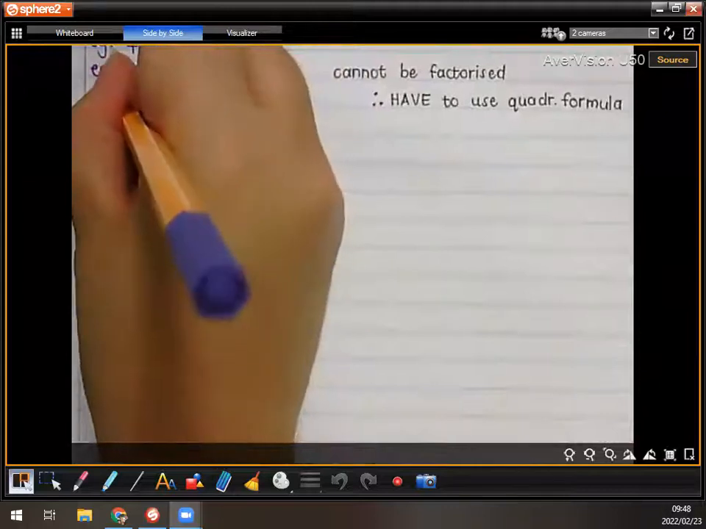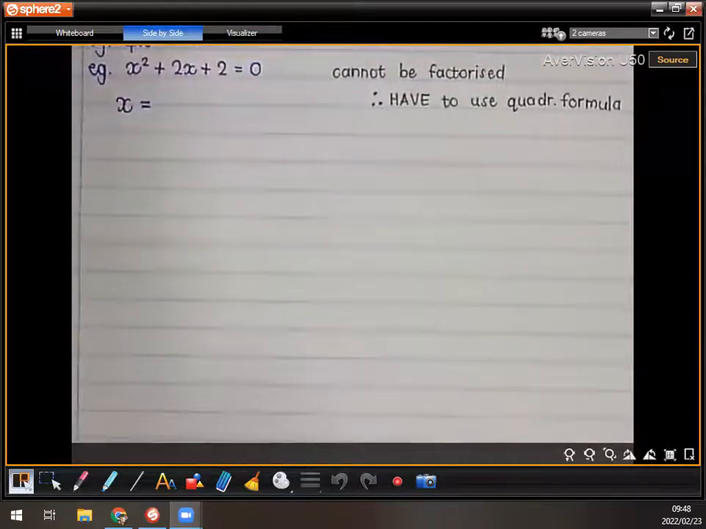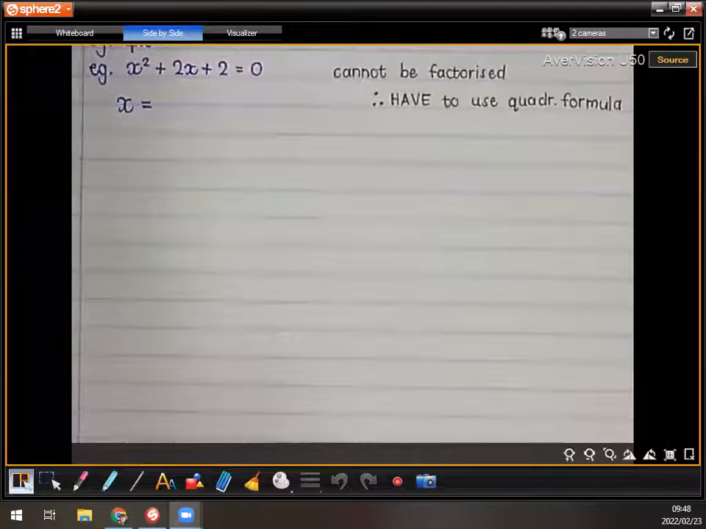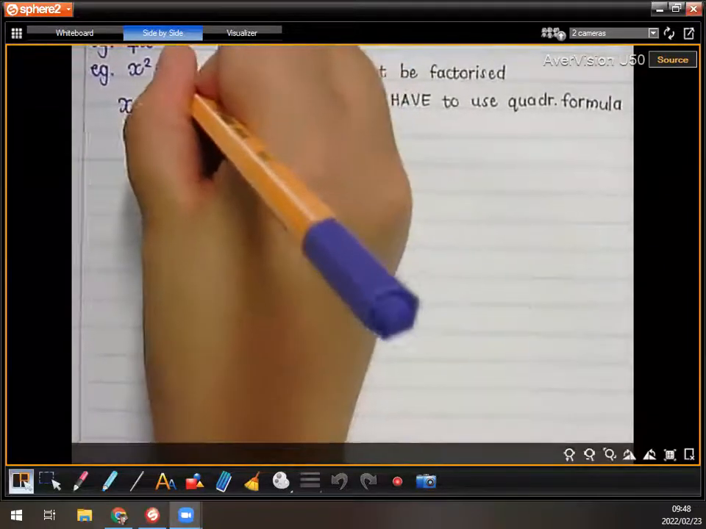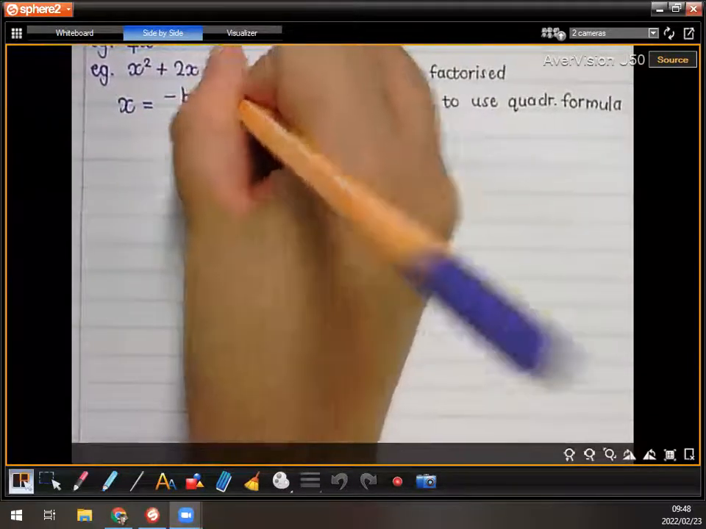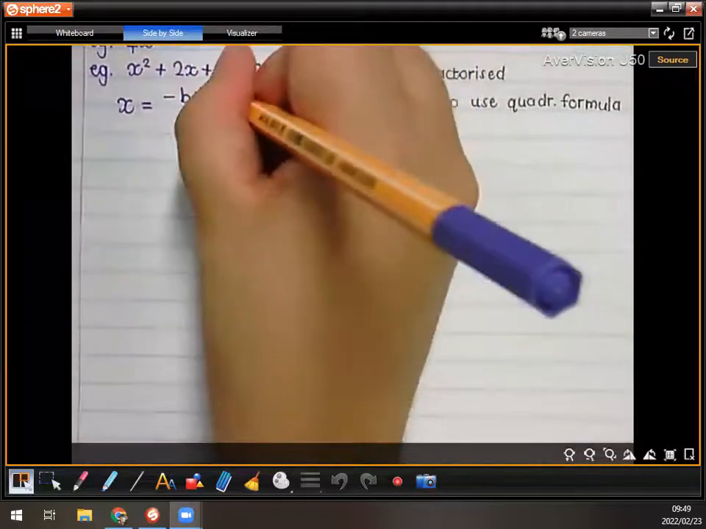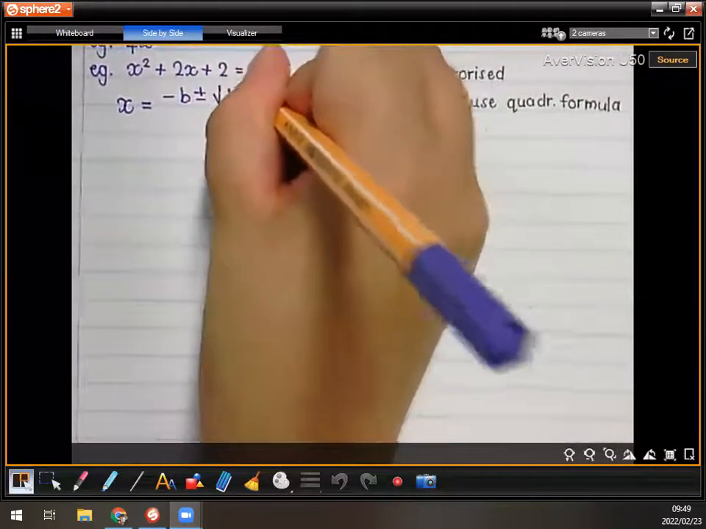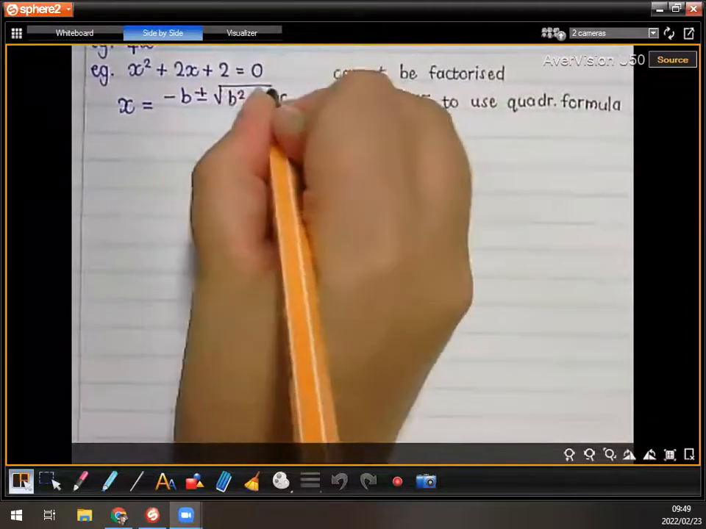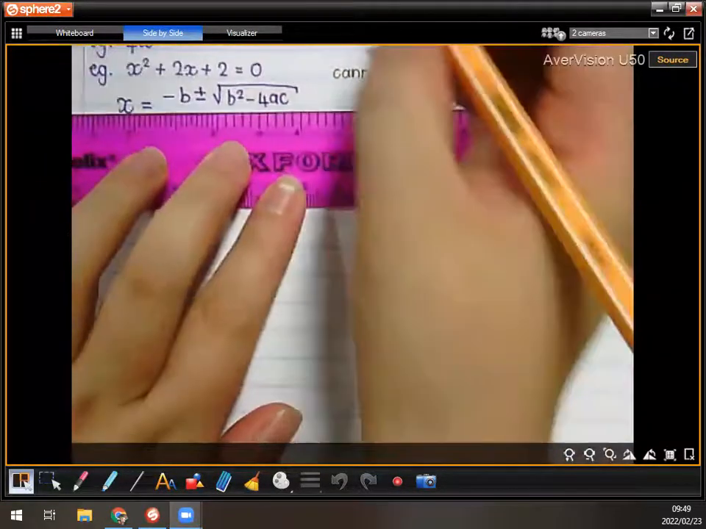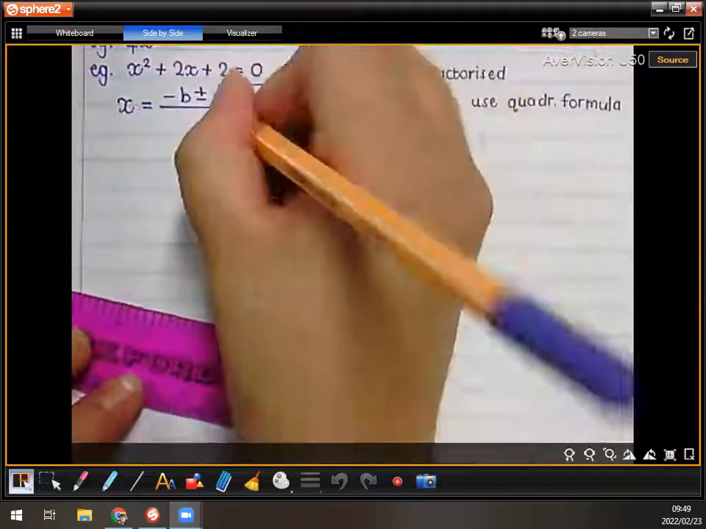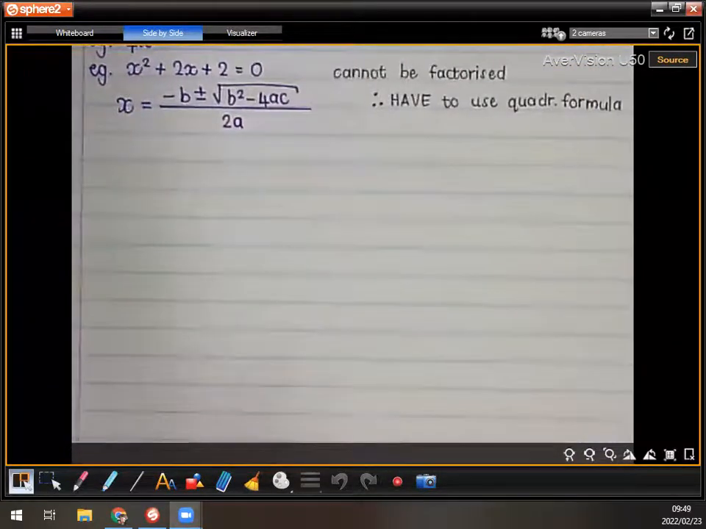Okay, let's quickly write the formula out again. We don't have to write it out every time you use it, but it's not on the board and we're not used to it yet. So let's write it out. Negative b plus or minus the square root of b squared minus 4ac all over 2a. Like I said, you don't have to write it out every time you use it, but it helps if you write it out a bunch of times until you actually remember.